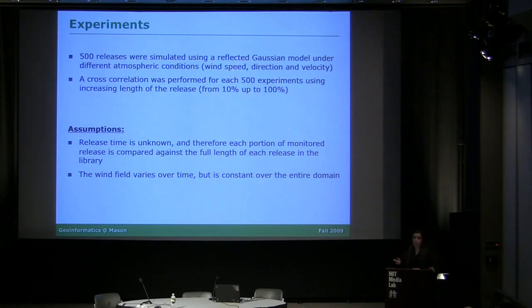And the interesting part here was to use not always the 100% of what we know, but varying percentages of that, because you don't know how much you will know. So we started increasing the length from 10% up to 100%. Now, the assumptions in this is that the release time is unknown, unfortunately. So every portion of the monitor release is compared not only to a specific part of each release, but the whole length of our library simulations and information. And the wind field varies over time, but overall, we assume that it is constant over the entire domain.